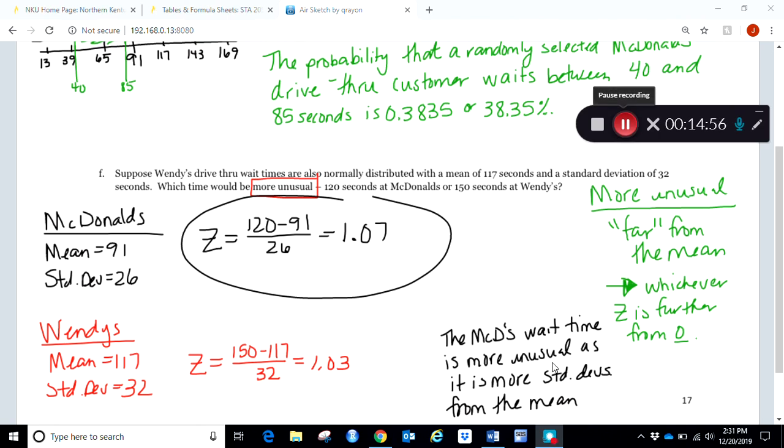So to explain that, we would say the McDonald's wait time is more unusual as it is more standard deviations away from the mean. Again, for more unusual, I don't care about the direction, just how far away from the mean it is. So hopefully through this example, you've had a chance to practice some of the different techniques that we learned in our normals notes.